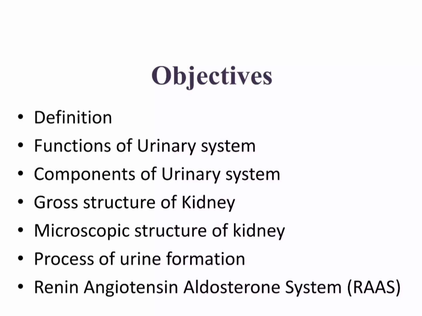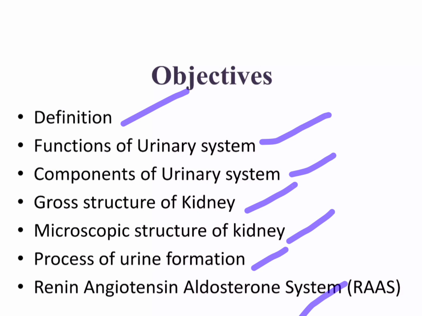So today we will see the urinary system. First we will see the objectives, what we will see in this video. So we will see the definition, function of urinary system, components of urinary system, gross structure of kidney, microscopic structure of kidney, process of urine formation, and renin, angiotensin, aldosterone system. So all these are the objectives we will see in this video. So watch till the end.